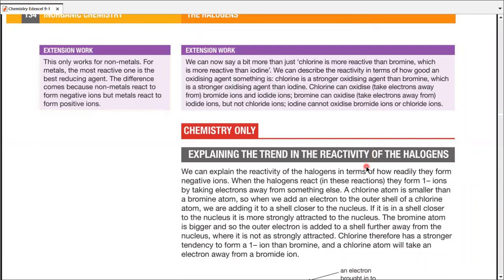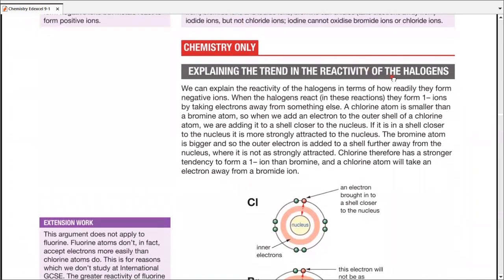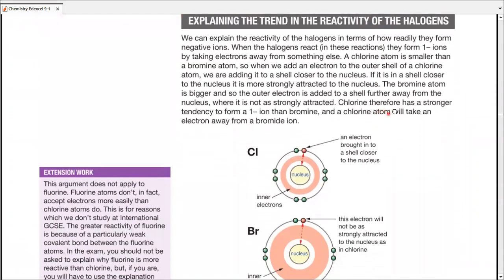Okay, good. So this only works for non-metals. For metals, the most reactive one is the best reducing agent. This is entirely different in non-metals. In the case of non-metals, the more reactive ones are actually the better oxidizing agents. We can say chlorine is more reactive than bromine, but this doesn't simply cut it. There is more explanation to it in terms of chemistry.